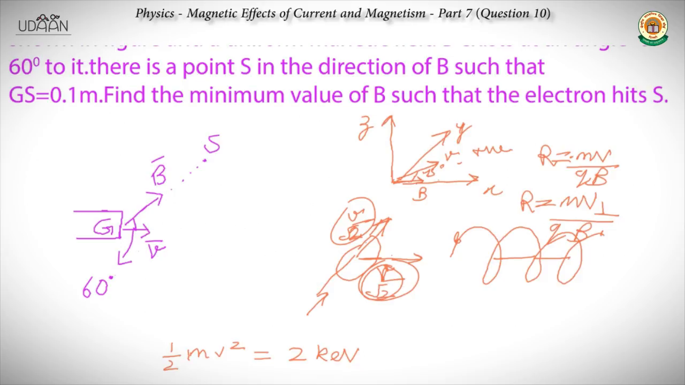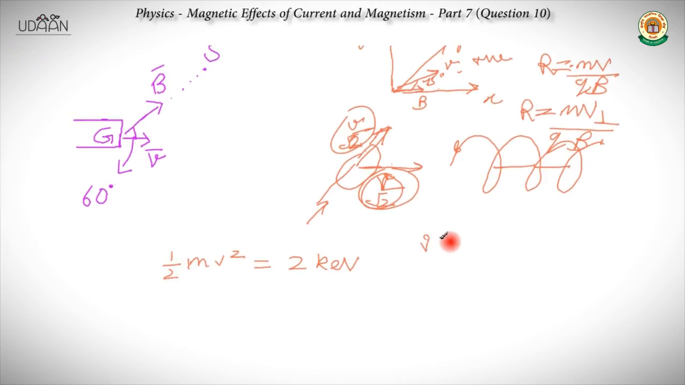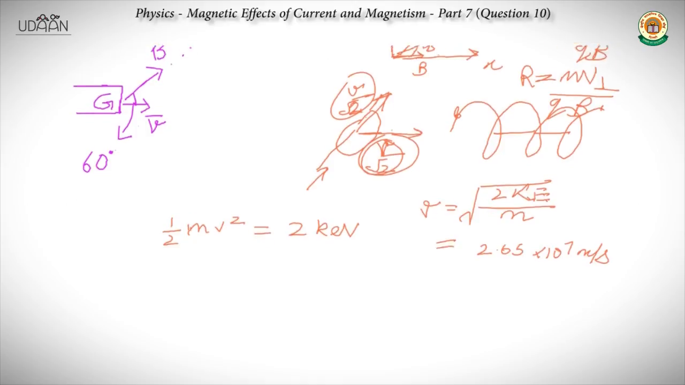So basically v will be square root of 2 into kinetic energy divided by mass of the electron. So by doing the particular calculations in the right unit, we will get velocity as 2.65 into 10 to the power 7 meters per second.